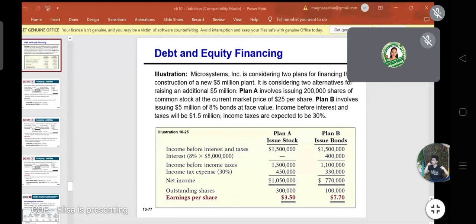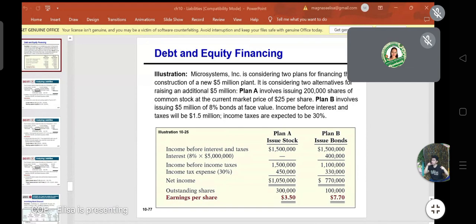Then plan A, where they issue additional stock. Okay? With that, there is no interest to pay, so it stays at 1.5. Then income tax goes from 330 to 450. Our income is higher, and so our net income is 1.050 million.